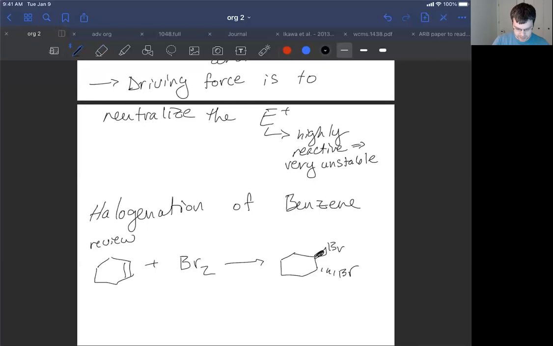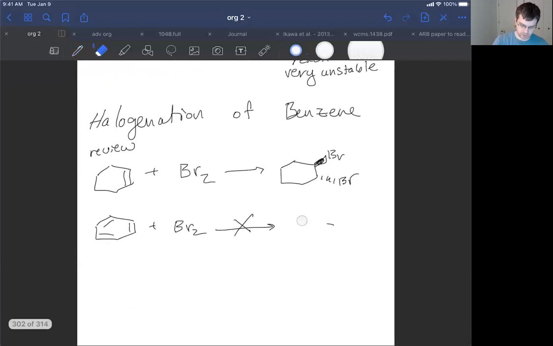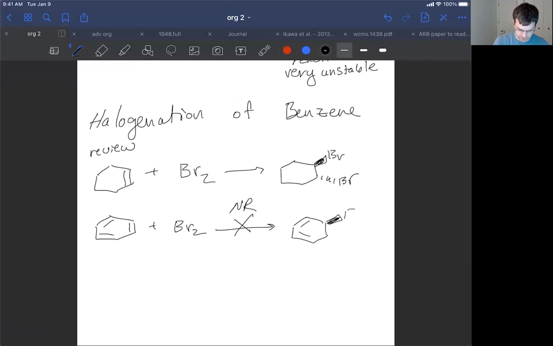Now, if we try the exact same reaction on benzene, we don't see any reaction. I'm going to put the NR over the arrow. I'm going to draw what a product could be. If you propose this, you would be thinking along the correct lines, treating that pi bond like any other pi bond. Sure, that's a good guess, but it turns out that doesn't happen. No reaction in this case. Br2 does not engage the benzene on its own.